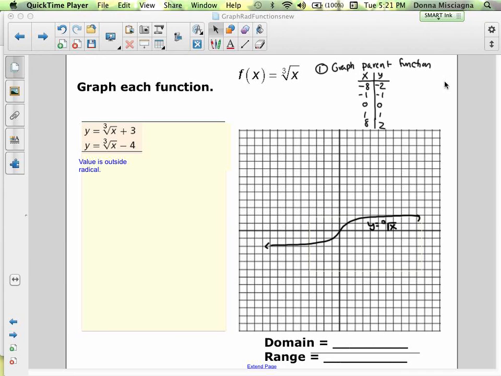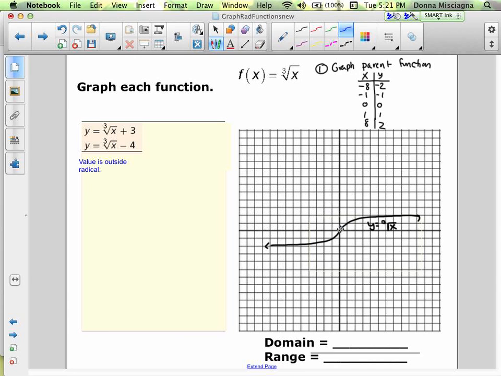Welcome back. All right, so now we're going to graph the same transformation, but for f of x equals the cube root of x. I have the parent function already graphed. You don't have the parent function graphed on yours, I do not believe. So you want to graph the parent function. The points are right above.